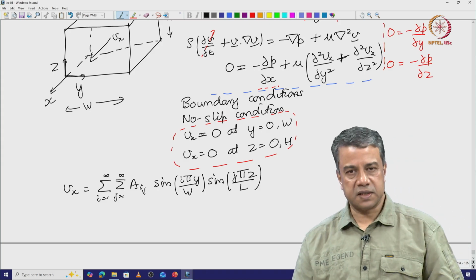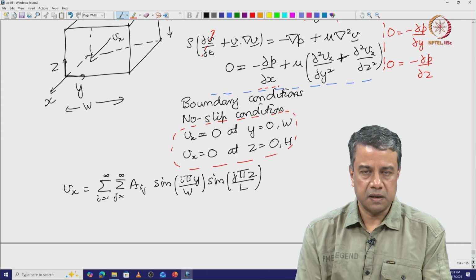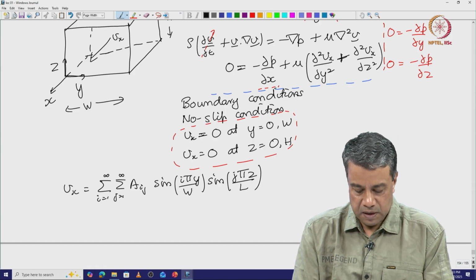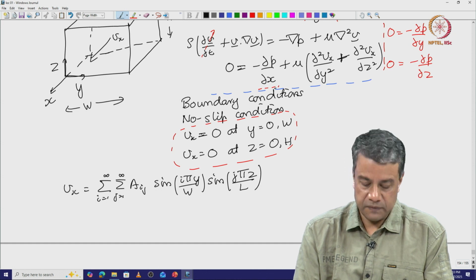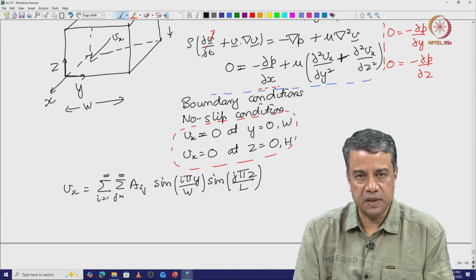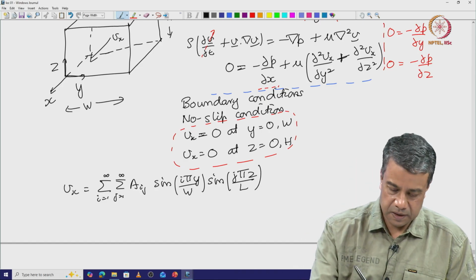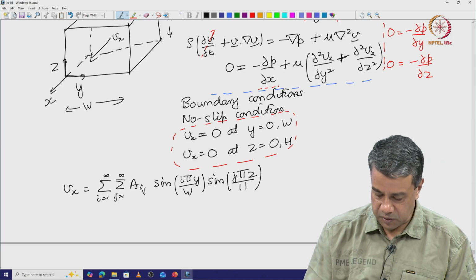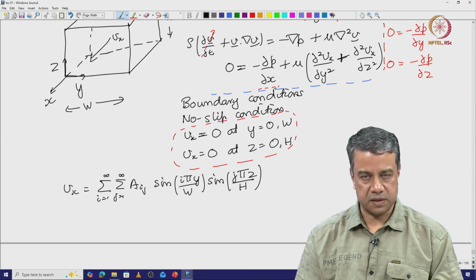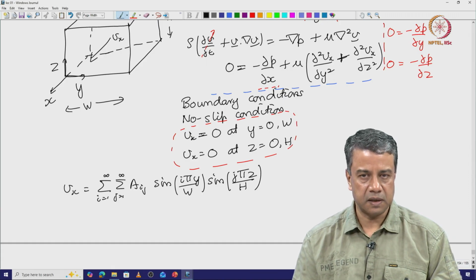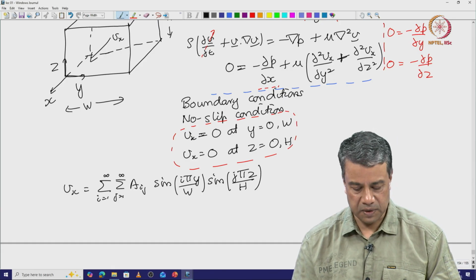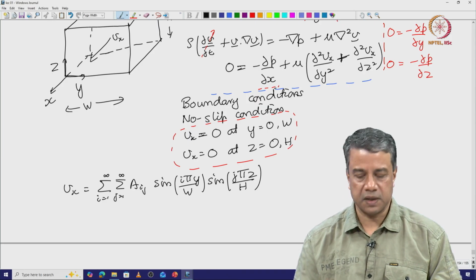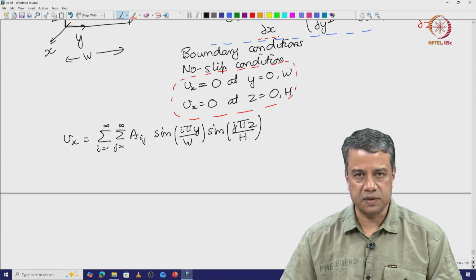These sine functions are a complete and orthogonal set of functions which satisfy the boundary conditions in the case of the y coordinate, that the velocity is 0 at y is equal to 0 and y is equal to w, and satisfy the boundary conditions in the z coordinate, that the velocity is 0 at both z is equal to 0 and at z is equal to h. You can see that sin i pi y by w is 0 at 0 and at y is equal to w, it is just sin i pi, and sin j pi z by h is 0 at both z is equal to 0 and at h.